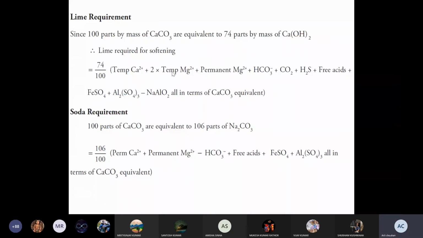So temporary calcium, there was a requirement of 1L. In temporary magnesium, there is a requirement of 2L. That's why we are putting the value 2 into the temporary magnesium value. Then plus permanent magnesium uses 1L. Then bicarbonate, there was a requirement of L minus S. So that's why we are summing that much amount of bicarbonate ions here. Then dissolved gases CO2 and H2S require 1L.